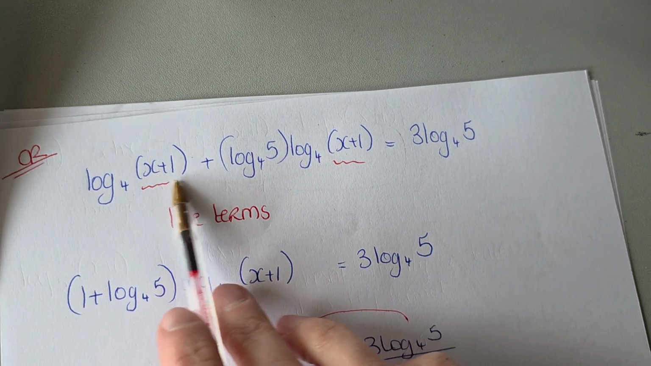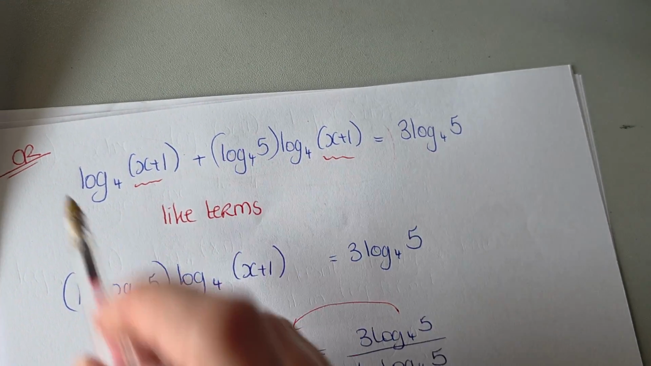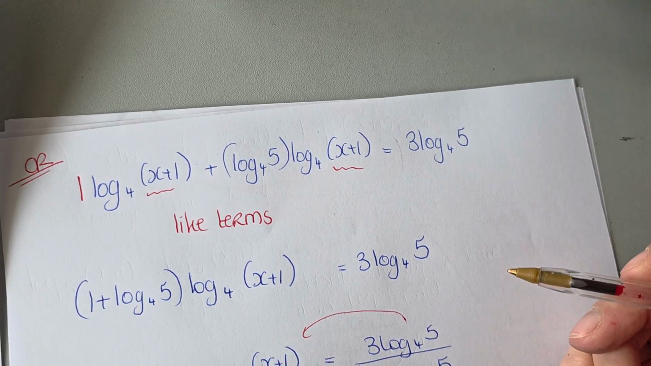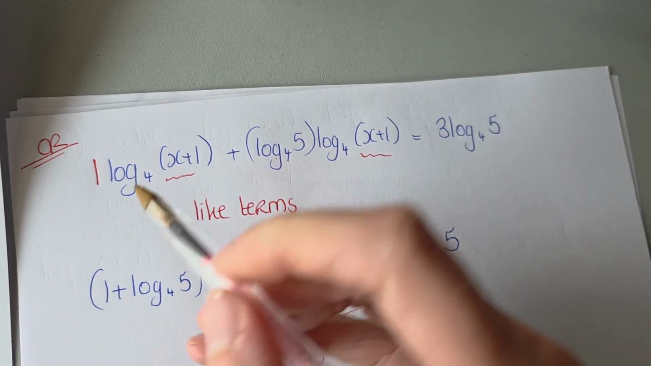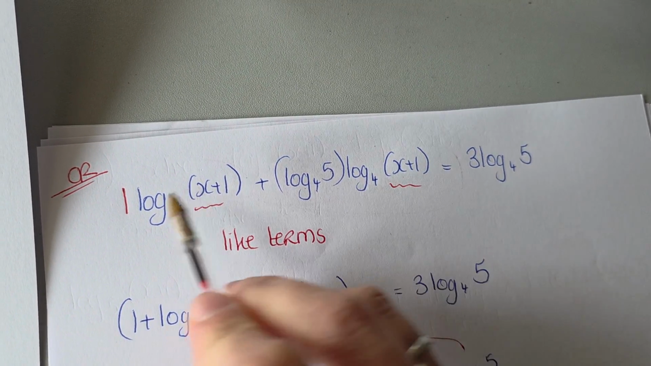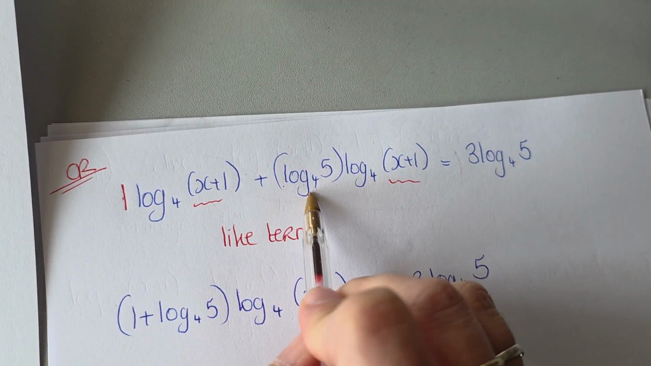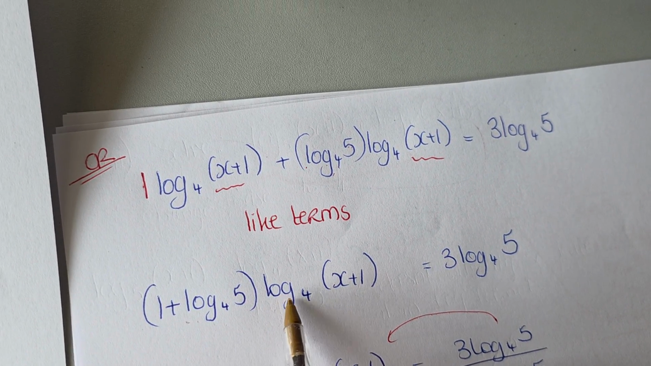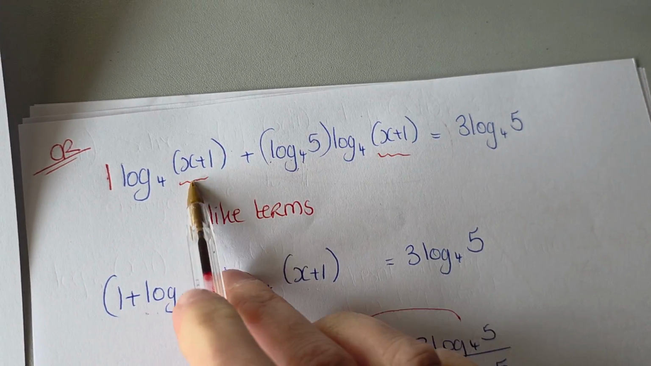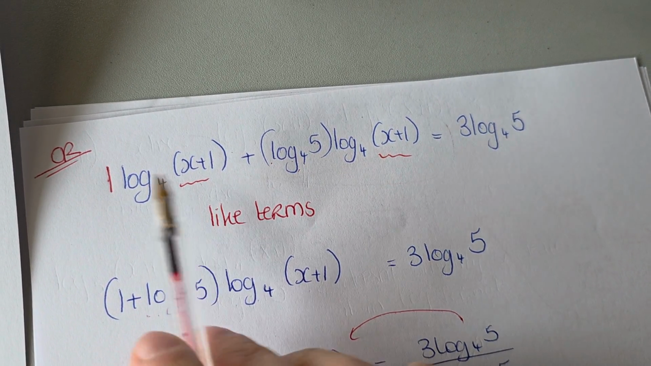I can group the log x plus 1's together. There is a 1 in front of that log. There is a log 5 base 4 in front of that one. So given that they are like terms, I can just add the 1 with the log 5 base 4 and write it as 1 plus log 5 base 4 times log x plus 1 base 4. So I just grouped the like terms, okay?